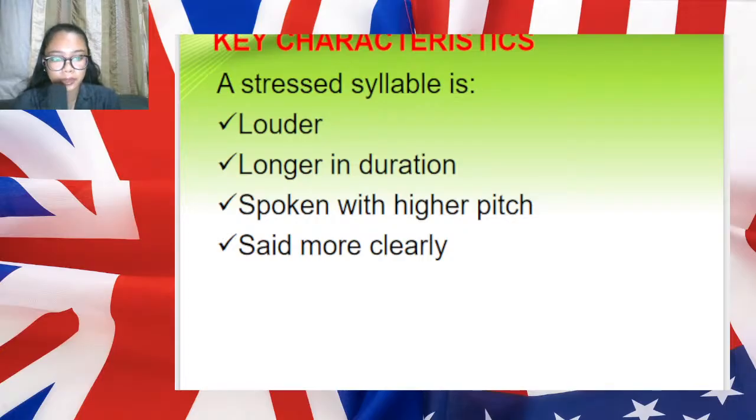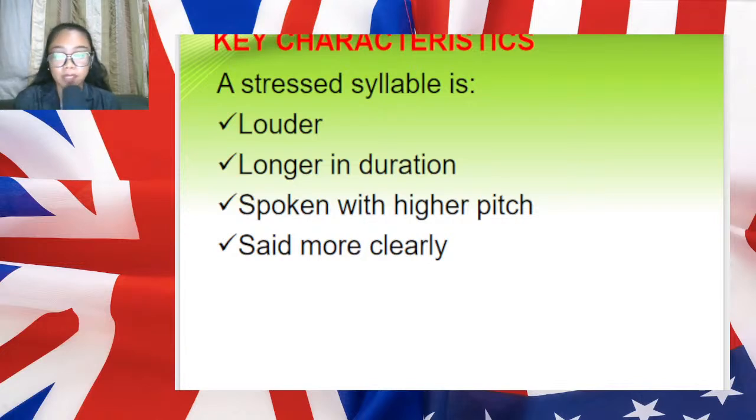First, louder. A stressed syllable is louder. When a syllable is stressed, we raise our voice just a bit more. It's not shouting, it's simply using a little more vocal power to help that syllable rise above the others. Think of it like turning up the volume just slightly. Longer in duration also. The stressed syllable takes just a bit more time to say, so it's stretched ever so slightly, while the unstressed syllables are said quickly and quietly. It's like the beat that lingers in a song. It gives the word rhythm.